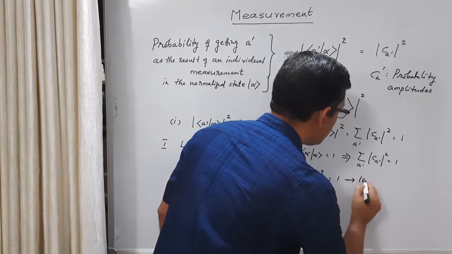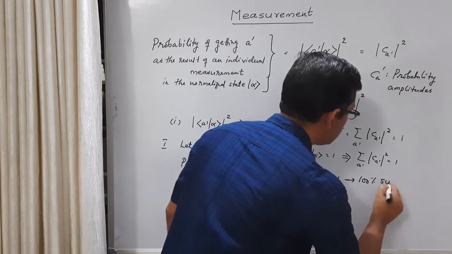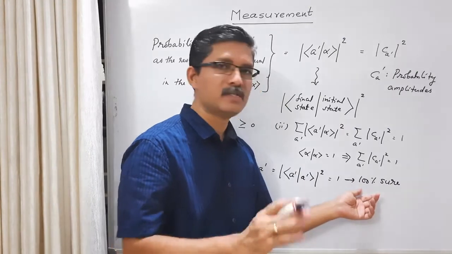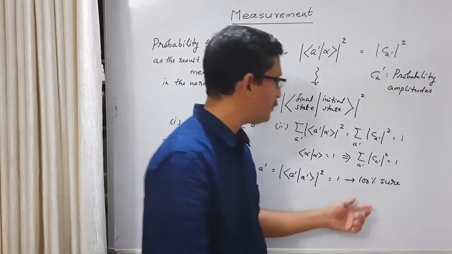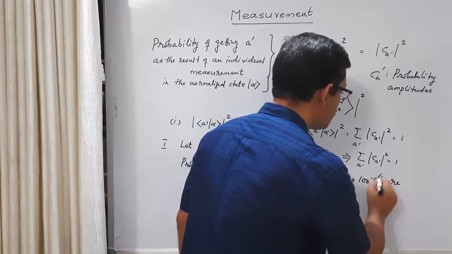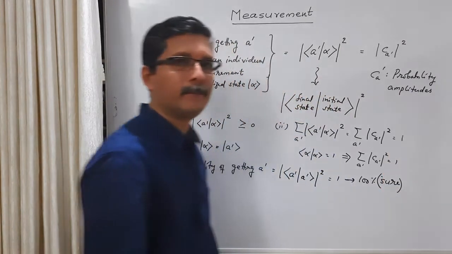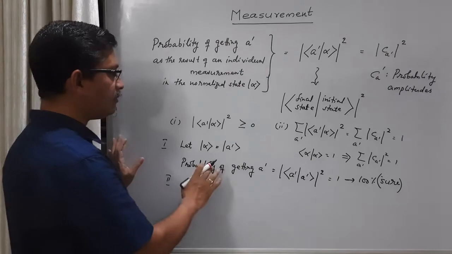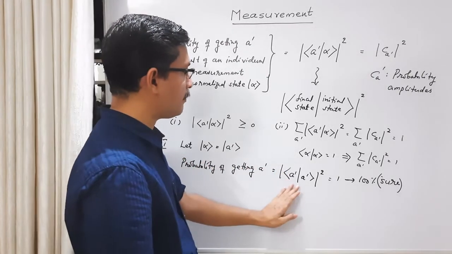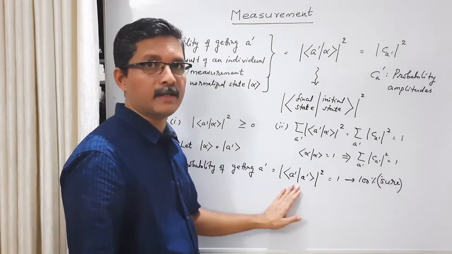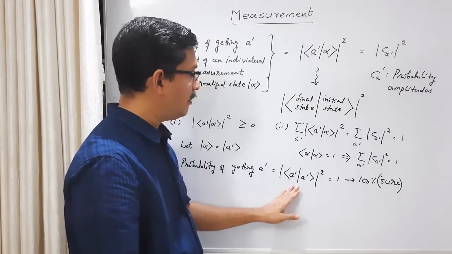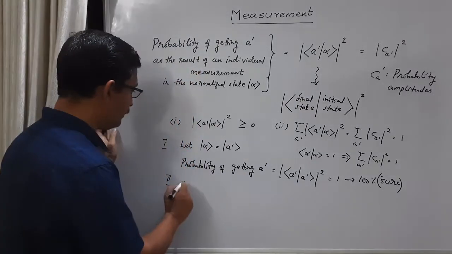So it is 100% sure. It's a double statement: 100% means sure. Consider the next extreme. In a sense, this case represents the normalization of eigenkets. Now consider another extreme case.